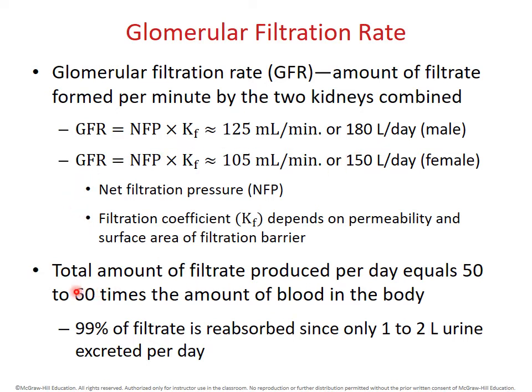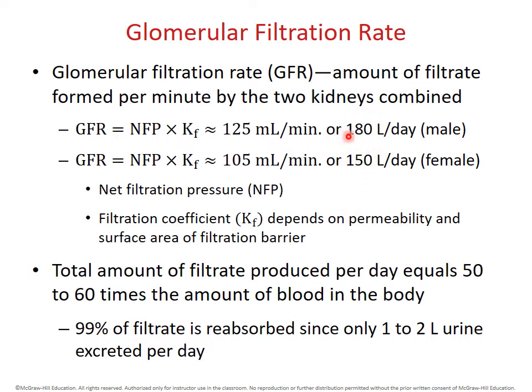And so what we're seeing here is another way of saying what I just said. The amount we filter is about 50 to 60 times the volume of plasma in the body, and so we need to reabsorb about 99% of it. If we do reabsorb 99% of what we filter, that means what's left is about 1%. And so the amount of urine we produce ultimately should be only about 1% of these numbers.